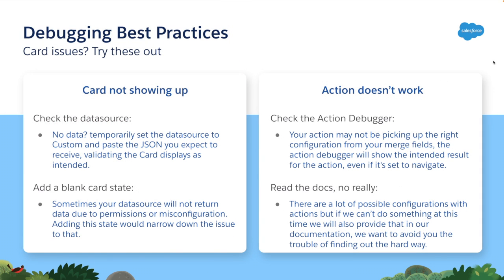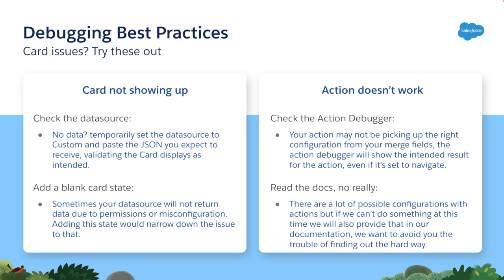Right, some best practices around debugging and general card issues. What we recommend is, if you don't see your cards showing up, check your data source. If you don't have any data, temporarily set your data source to custom, use some predefined JSON, and make sure that your cards are displaying with hard-coded or custom data JSON, and try to eliminate the root cause of not seeing a card display.